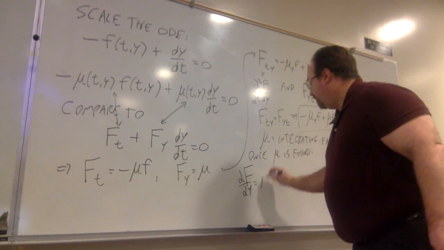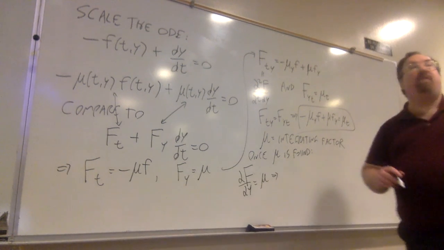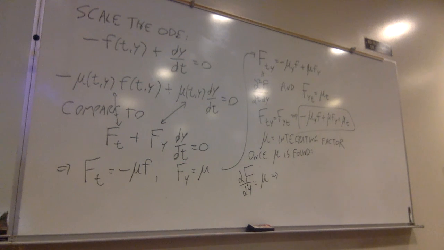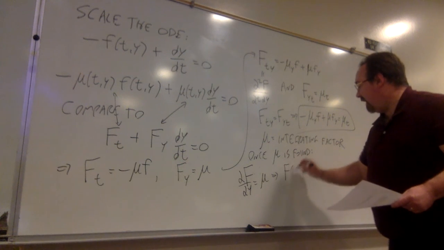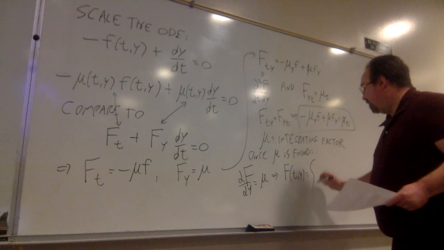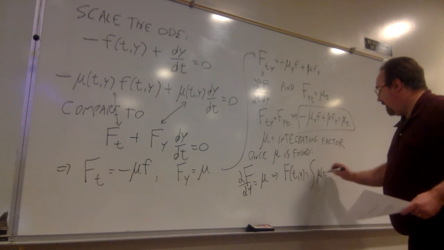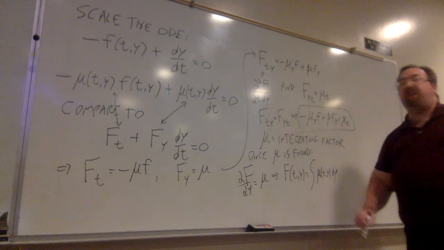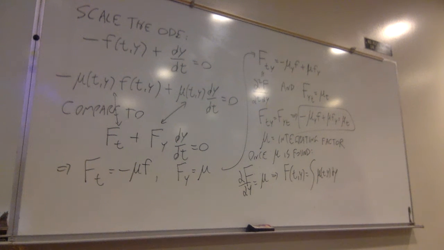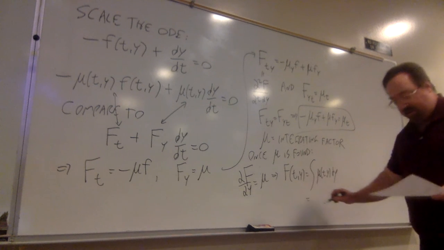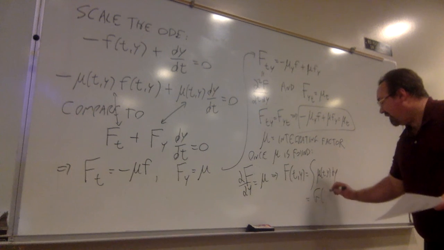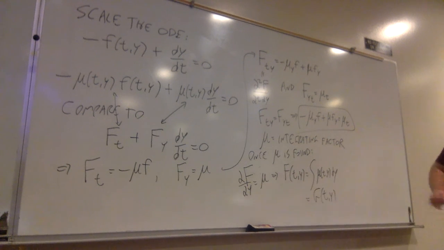df dy is equal to mu, and I can integrate both sides with respect to y. So I can say that capital F of t,y is the integral of mu of t,y with respect to just y. So it may be a function of both t and y, but you treat t as a constant, and you use your Calc 2 integration techniques on this, focusing only on the y variable. And once you do that, you'll get a function that I'll call capital G of t,y, which is the antiderivative.